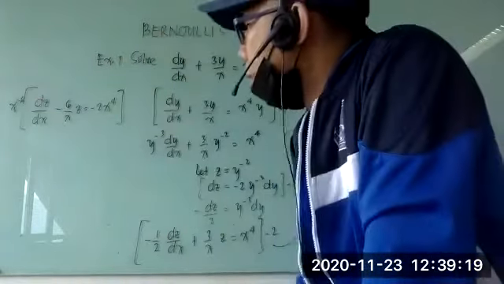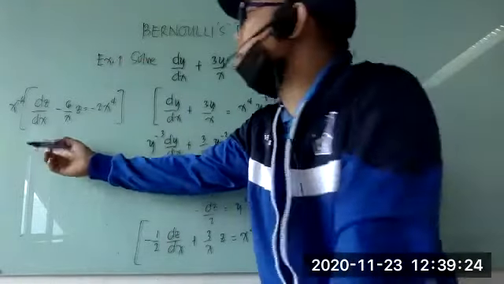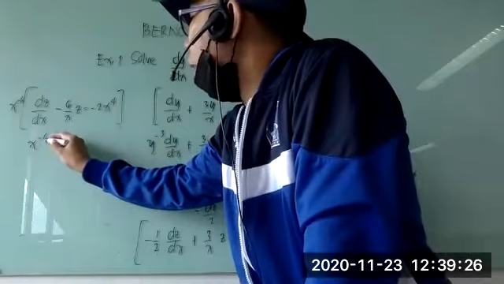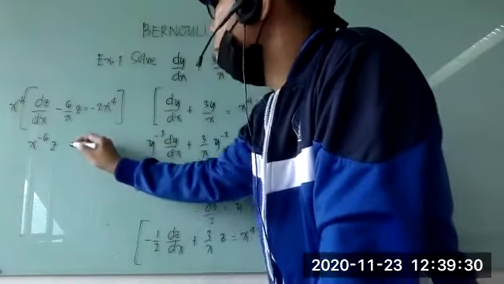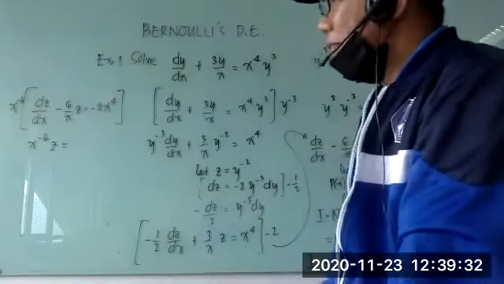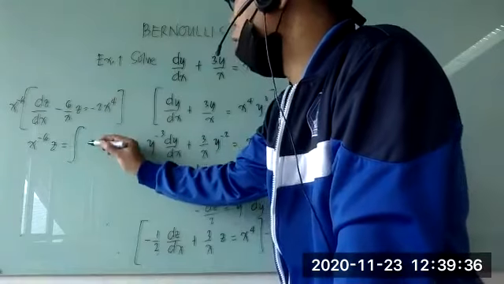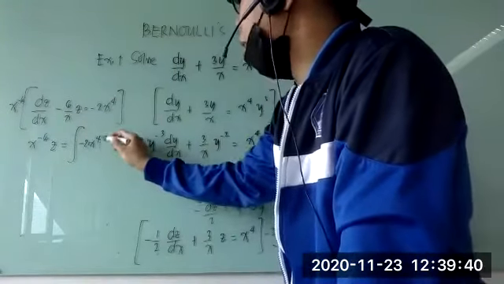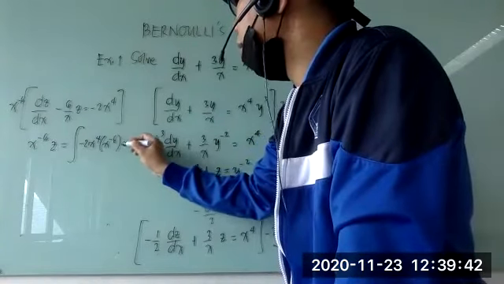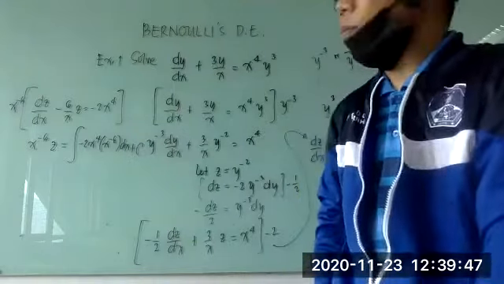Now, we said that the left hand side is always equal to the product of the integrating factor, x raised to negative 6, and the dependent variable, in this case, letter z. And the right hand side is equal to the integral of q as a function of x, which is minus 2x raised to 4, times the integrating factor, x raised to minus 6 times dx, plus the constant of integration.